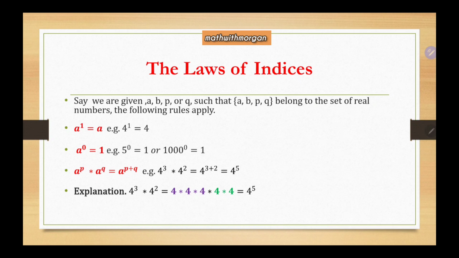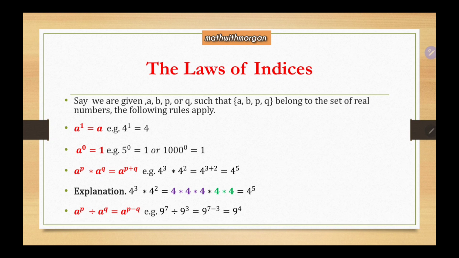The explanation is that 4 cubed is the same as 4 times 4 times 4, and 4 squared is the same as 4 times 4, which is equal to 4 to the power of 5. The 5 there represents the number of 4s that you can actually count. Over there, I can count 5 4s, so that means this is the same as 4 to the power of 5.